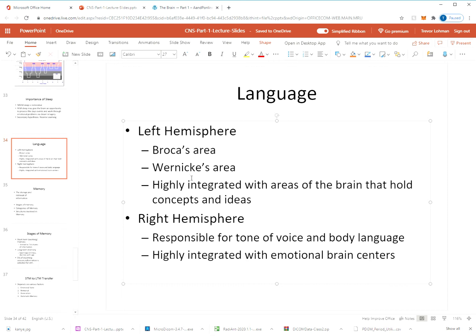If you're right-handed, in your right hemisphere in the same spot, those centers are responsible for tone of voice and body language. And those particular sections of the brain are highly integrated with the limbic system and the cingulate gyrus in particular. So when you're saying, "Hey, how's it going?" you can say it nice, like, "Hey, how's it going, man?" Versus, "Hey, how's it going?" But you get the idea.